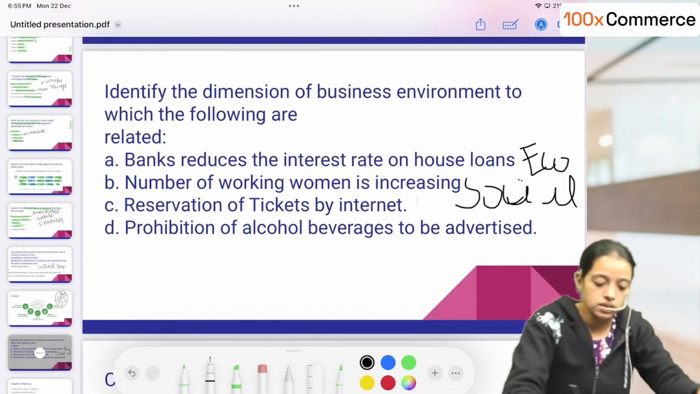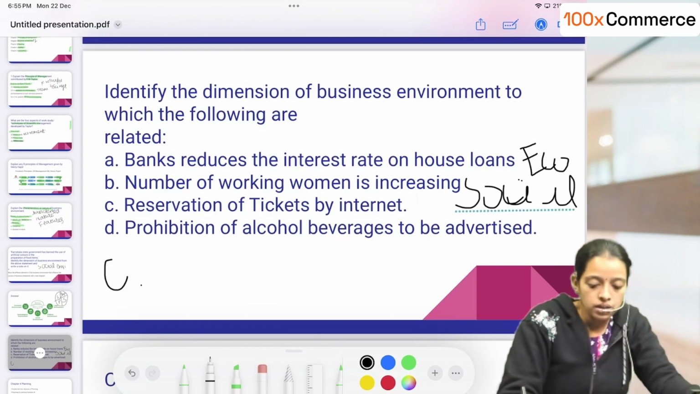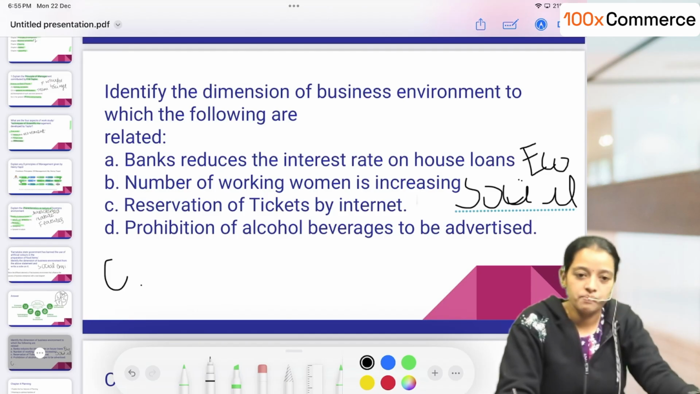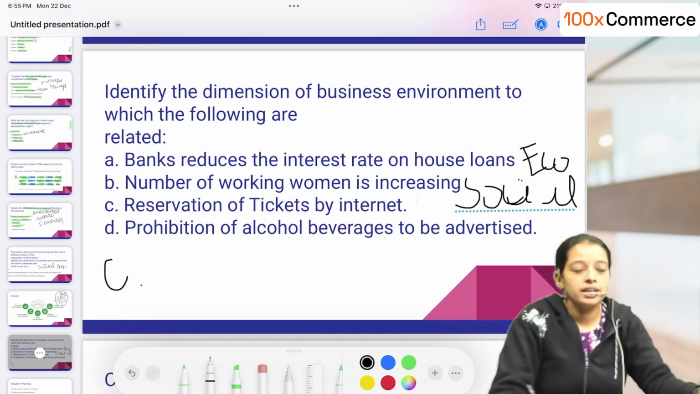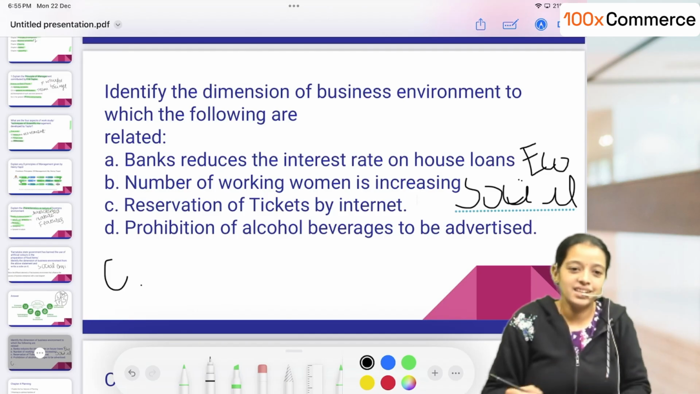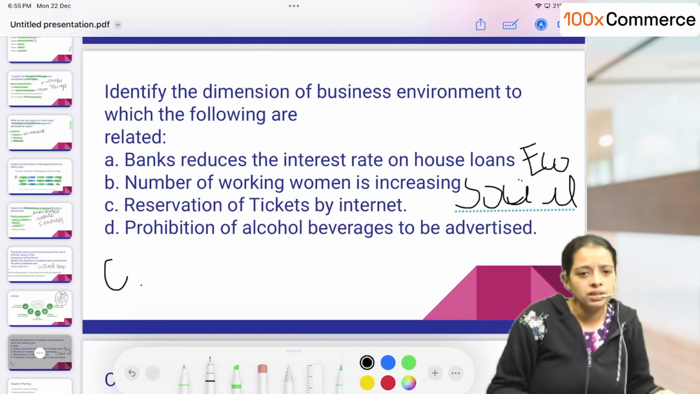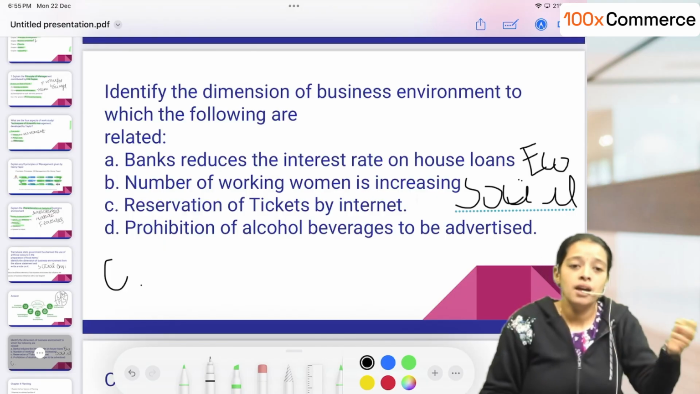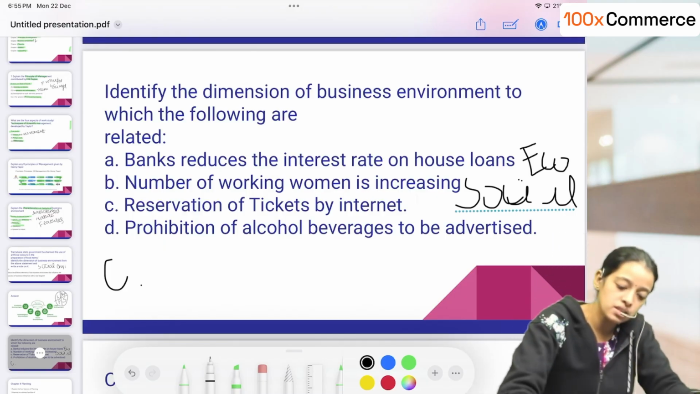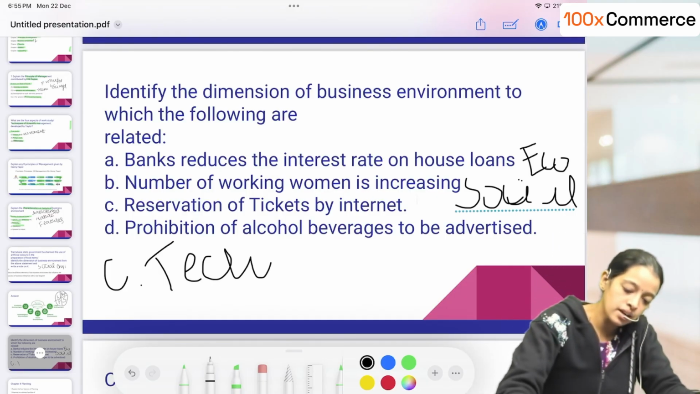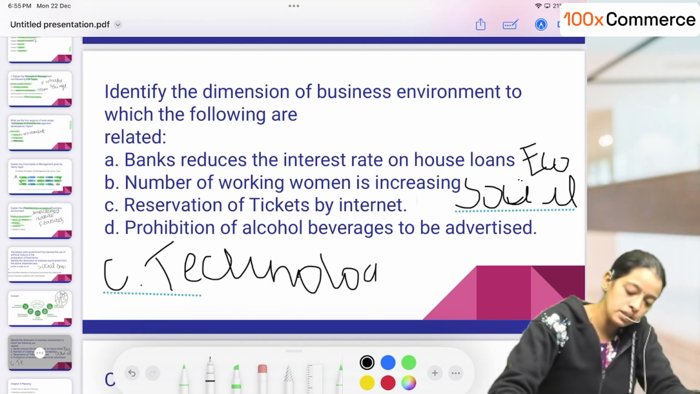Next, reservation of tickets by internet. Earlier we used to stand in a long queue to reserve tickets. Now that has all stopped, and for everything we are using internet applications. So this is definitely a technological development. It means it is the technological environment.